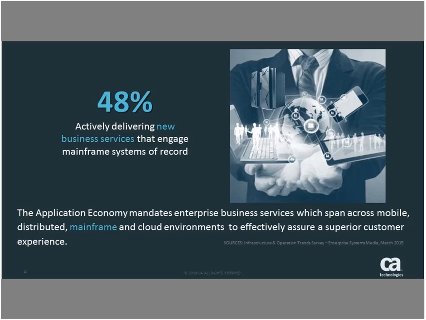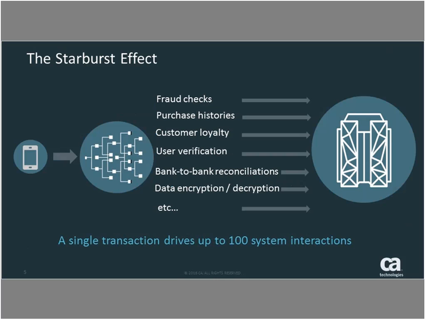When we surveyed the market last year, almost half of the mainframe shops we spoke to are actively delivering new services that engage the mainframe systems of record. But it's not even sufficient to state that new applications and services touch the mainframe and make new demands. To appreciate the impact on service delivery, we really need to understand the information and the transactional flows involved. So it's commonly called the Starburst Effect.